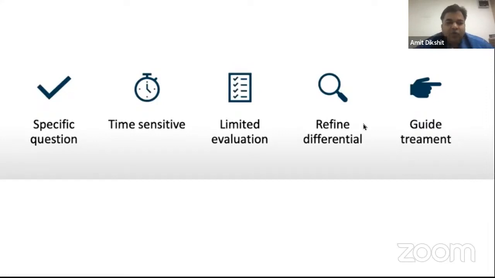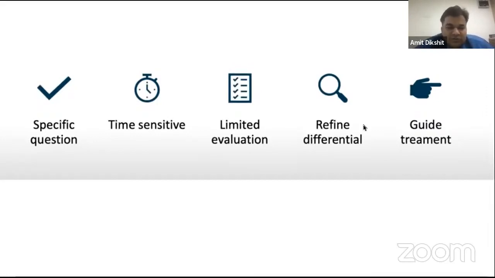We do not assess the whole of the airway every time for each and every patient. We have some specific question. So unless you train yourself to ask the right question, that is a focus question, you will not get the right answer. So it should be a specific question. It is time sensitive. It is a limited evaluation and it is refining the differential diagnosis and guiding my treatment. So whether it is pre-op, whether it is intra-op, cricothyroid puncture, many uses we'll see now, post-extubation stridor. So a very specific question, after thyroid surgery, are vocal cords moving or not? Yes or no, something like that. So I'm doing that specific interrogation at that point of time to find answers.